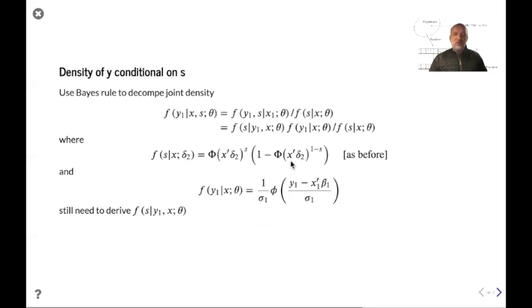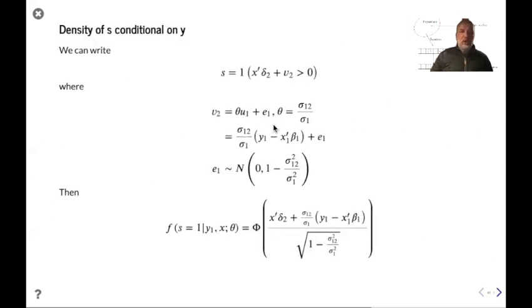But there's still one part missing, and this is essentially the probability of selection conditional on y1 and x1. Okay, so what is that guy? We need to derive that, so that's what we're going to do now. Just to remind ourselves what the selection equation looks like, we can rewrite this a little bit.